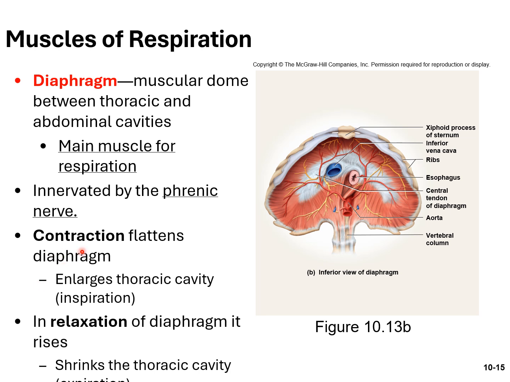And that contraction flattens the diaphragm and enlarges the thoracic cavity. By enlarging a volume, you lower the pressure, and that's how you breathe. Also, when you relax it, it shrinks the thoracic cavity, increases the pressure in that space, and that's what forces air back out.